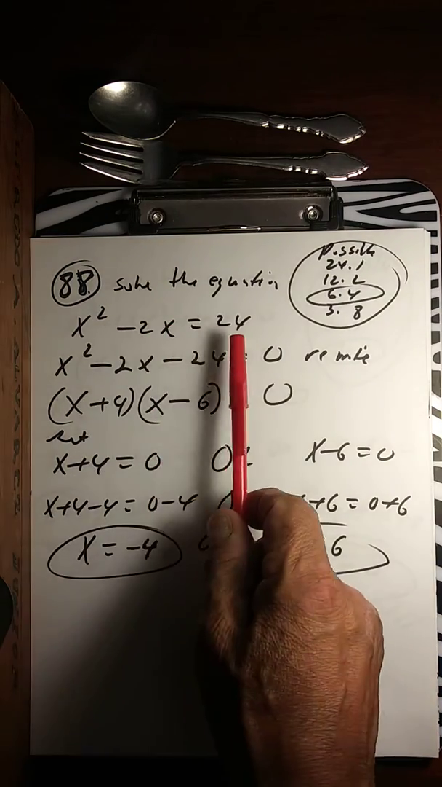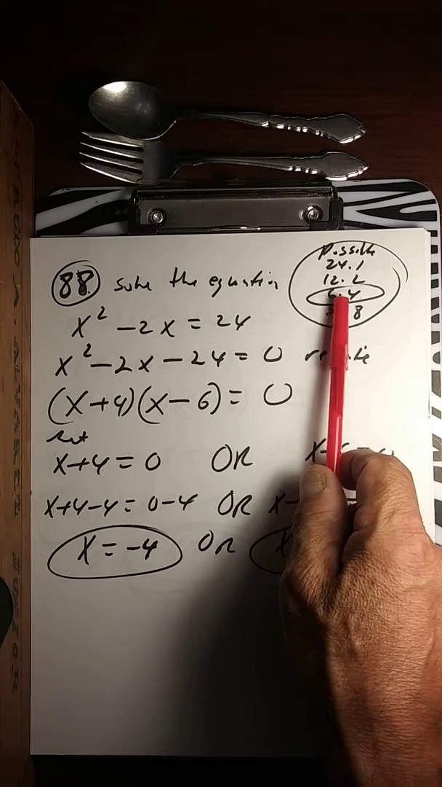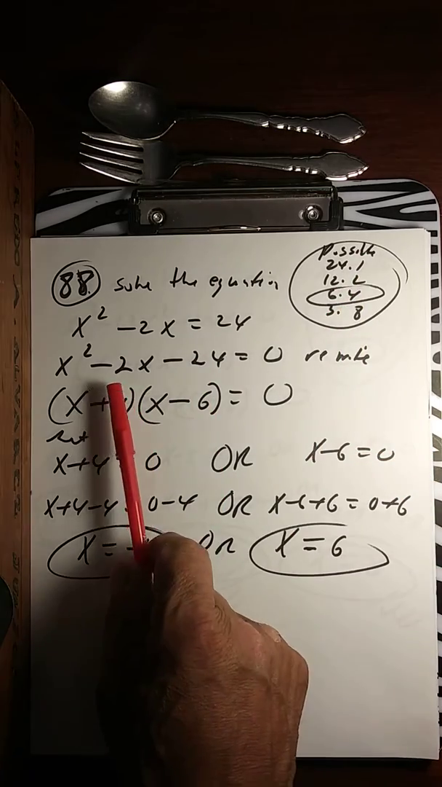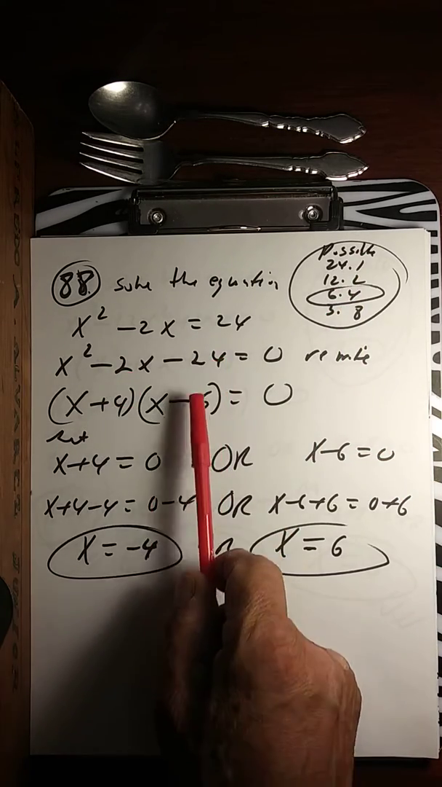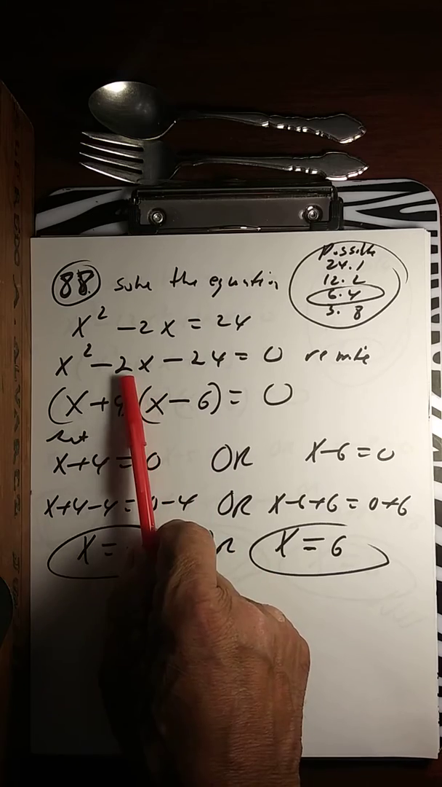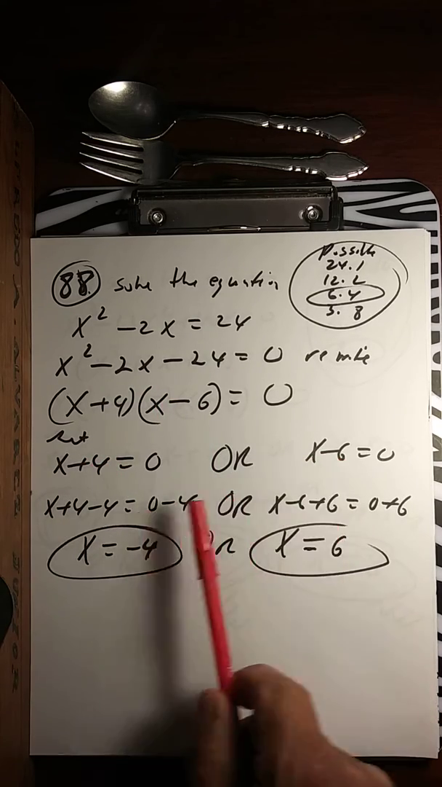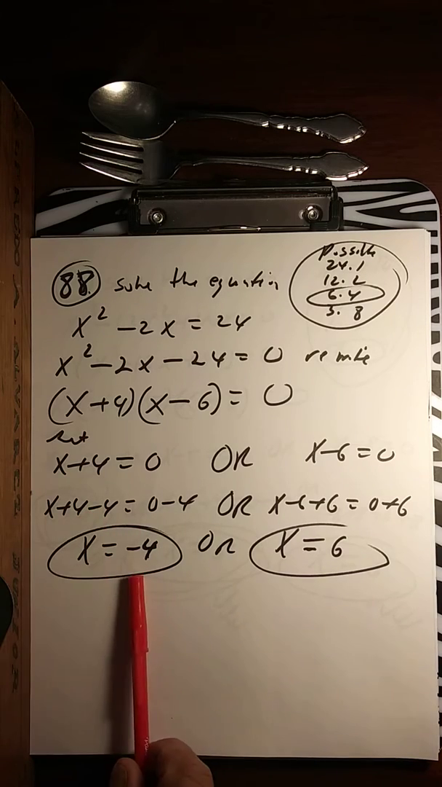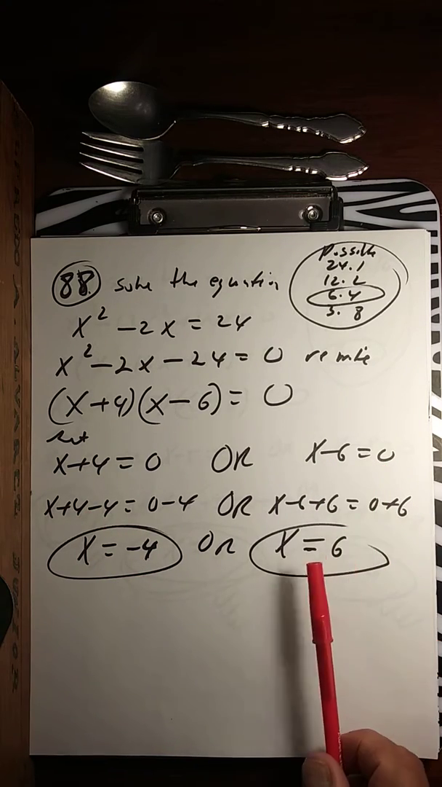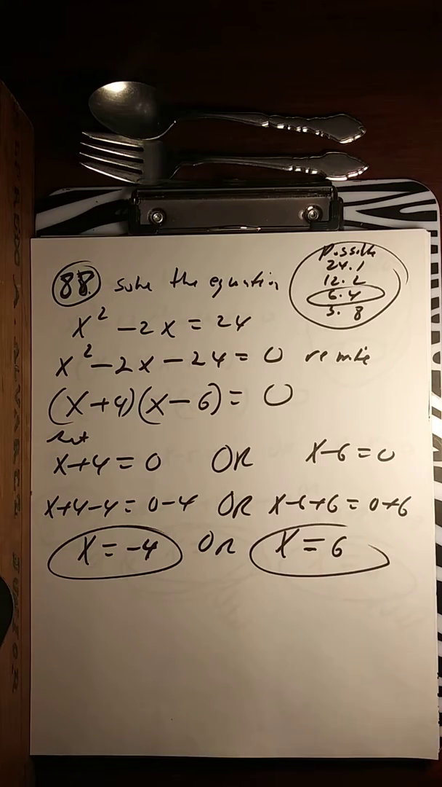Solve the equation. Bring the 24 over, and then use the 6 and 4 as possible answers. That's negative 24, and that turns out to be negative 2. So x plus 4 is 0, x minus 6 is 0, so minus 4, x is negative 4. Add 6, x is 6. So negative 4 and 6.